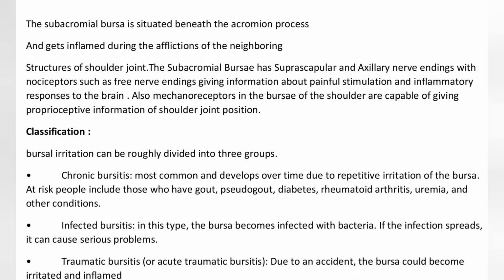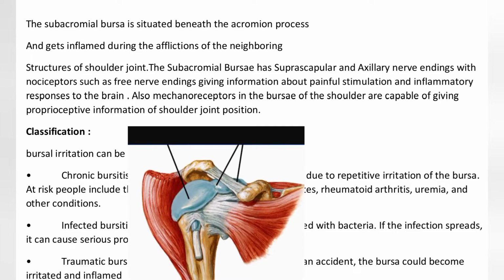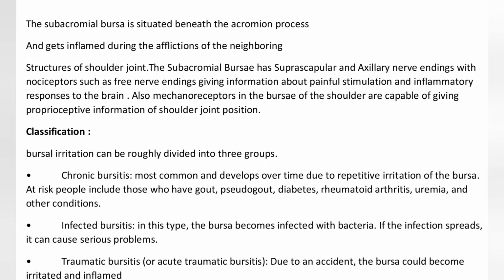The subacromial bursa has subscapular and axillary nerve endings with nociceptors, such as free nerve endings, that give information about painful stimuli and inflammatory response to the brain. Also, mechanoreceptors in the bursa of the shoulder are capable of giving proprioceptive information of the shoulder joint position. So bursa pain can be perceived.